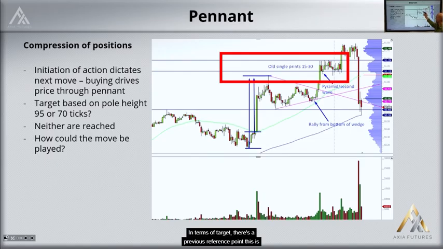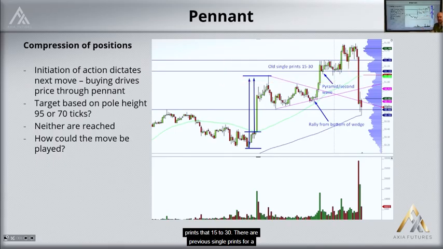In terms of target, there's a previous reference point. This is an example I've taken from my own debrief, hence why I put single prints 15 to 30. There were previous single prints from a profile. We'll do profile in future. So this becomes your target, which doesn't give an insignificant move. That's still to the top of those single prints, 40 ticks worth of movement. And this is the quick move.